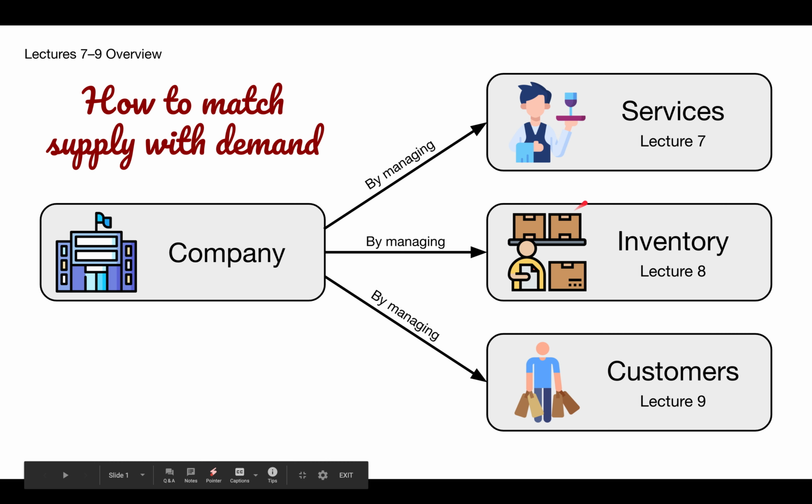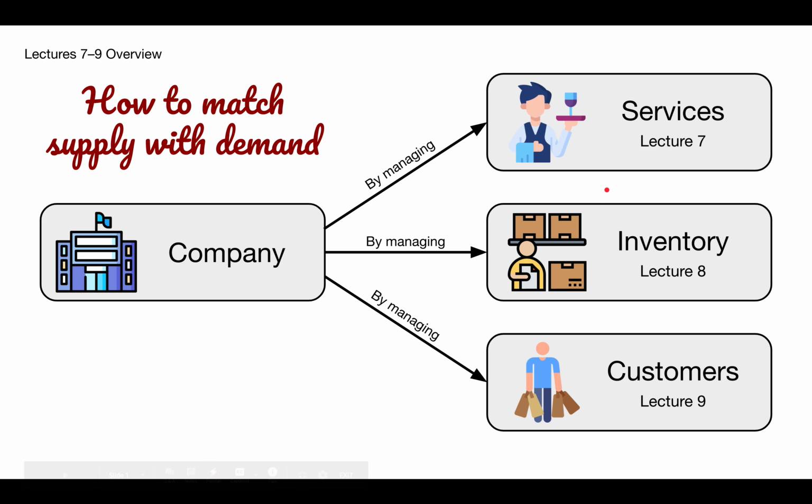In Lecture 7, we'll be looking at service delivery, how to decide your company's service capacity, as well as how do you create a great customer service culture and mistake-proof your customer service process. So that's what we'll cover in Lecture 7.